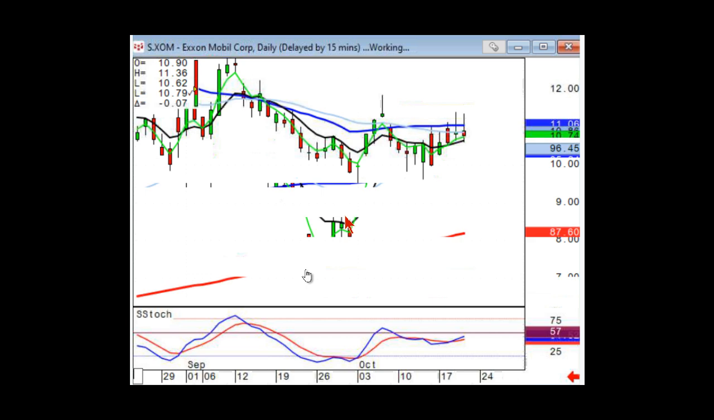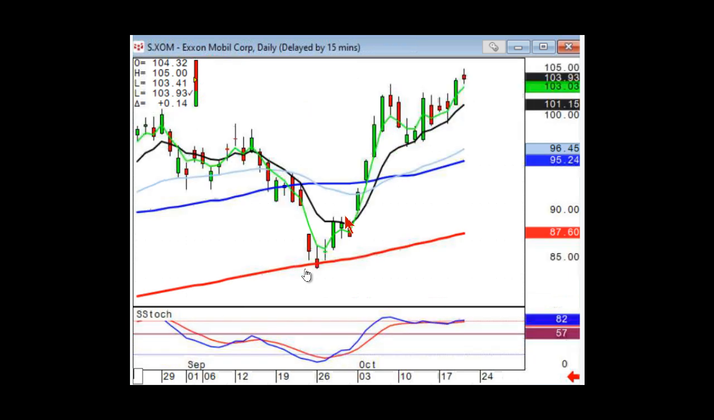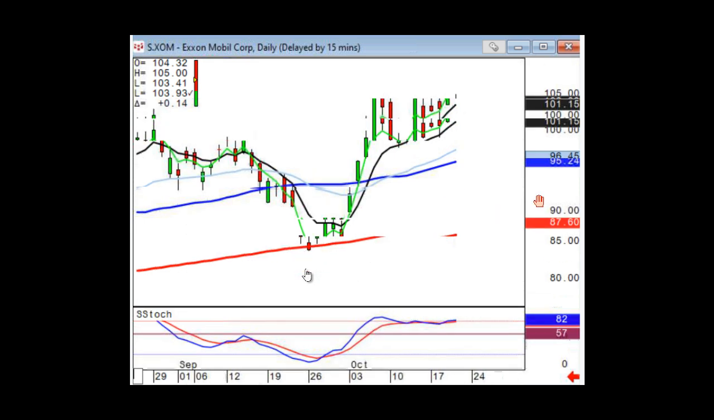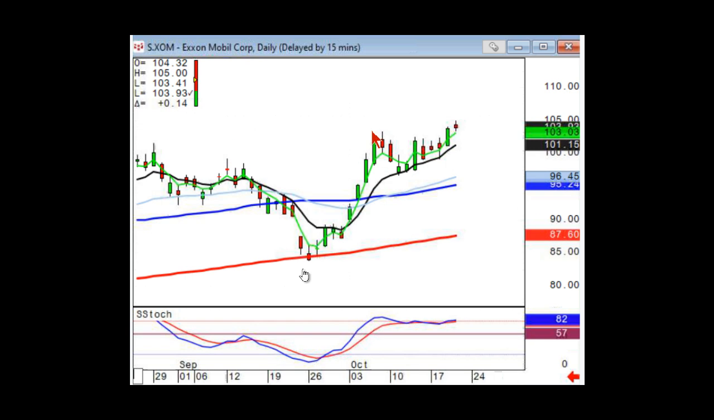ExxonMobil, no. First of all, your stochastics are still heading up. They don't look like this. That's the evening star right there. For all we know, they could be opening this one positive tomorrow, continuing your J-hook pattern. Oh, okay, Snap's at 790, all right.